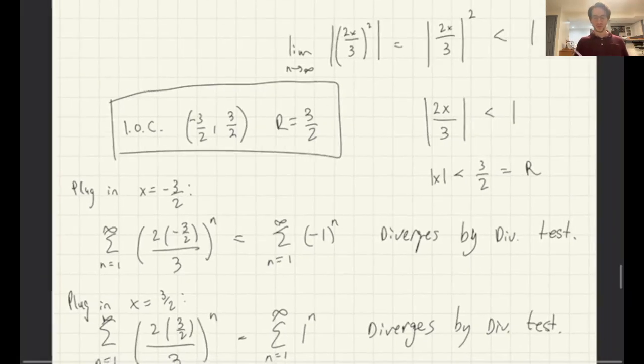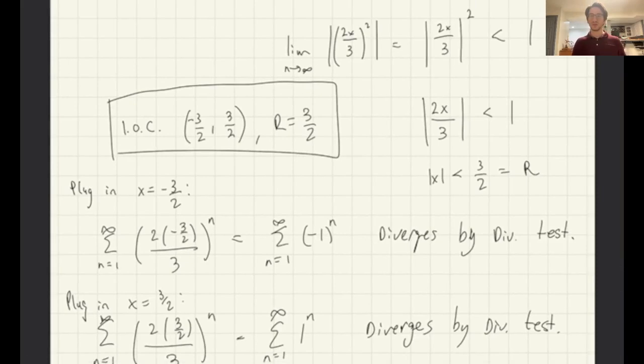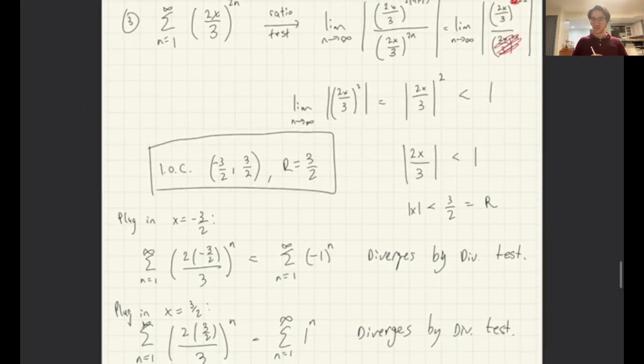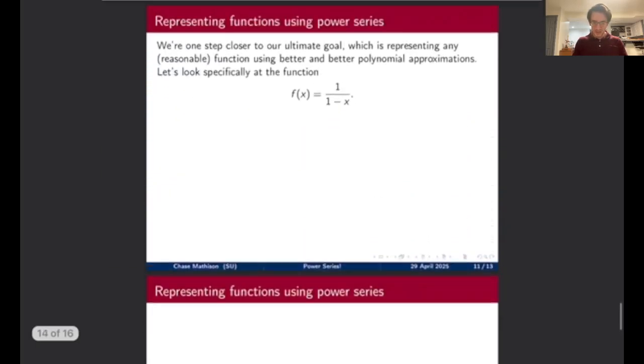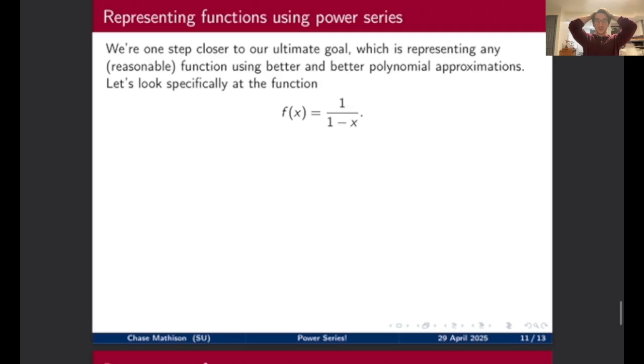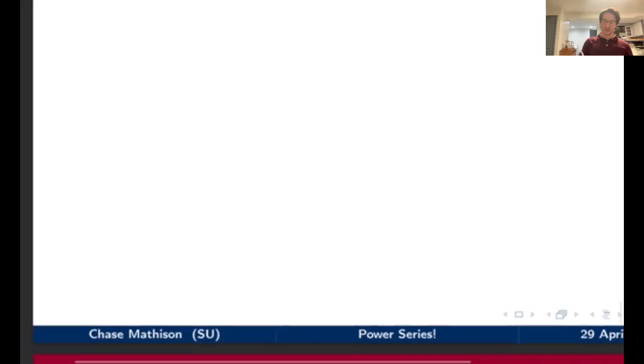There's the interval of convergence. There's the radius of convergence. All right, so to finish up these slides, we're going to look at how we can represent one particular function as a power series, and it's going to be our favorite power series. We're going to look at the geometric series.